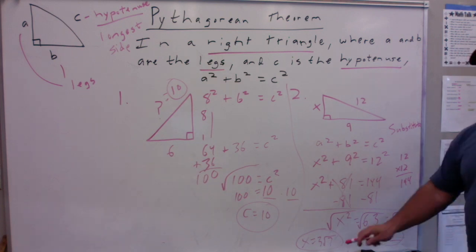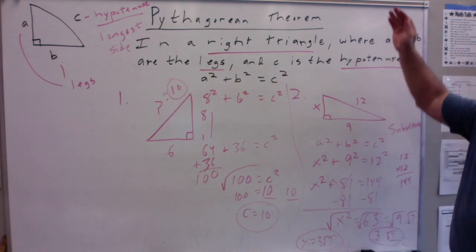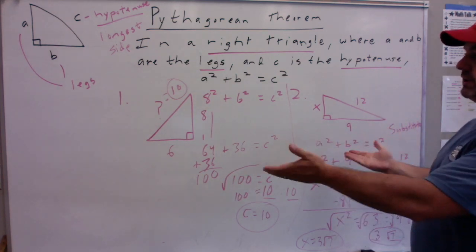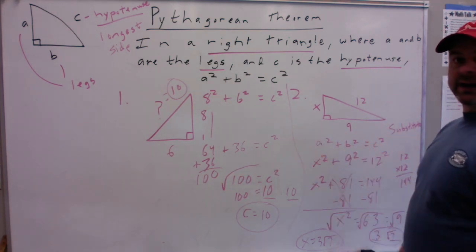So this is how we found the Pythagorean theorem. This is how we see it. And then this is how we use it to find sides in a right triangle.